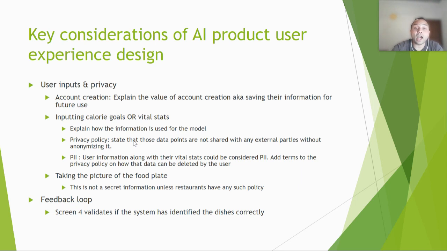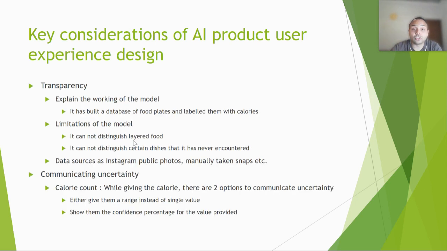I'll have to explain to them that these are used for understanding how many calories they need, so that we could compare it with the calories on their food, and we could give them an estimate of whether they're on track or not. There will be a feedback loop as well, as on screen 4. I mentioned that it will ask the user to verify the dishes that they're eating, and it will make sure that the model is able to predict the dishes correctly.